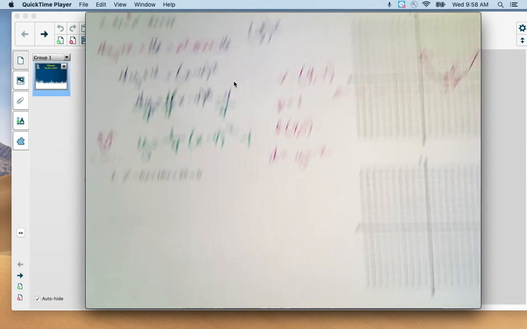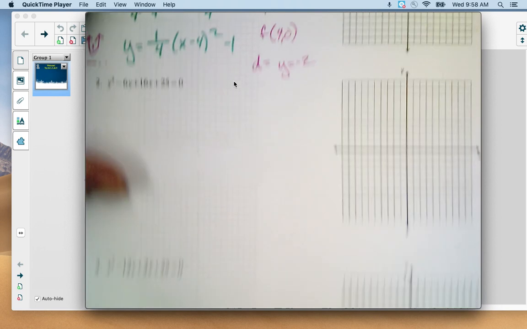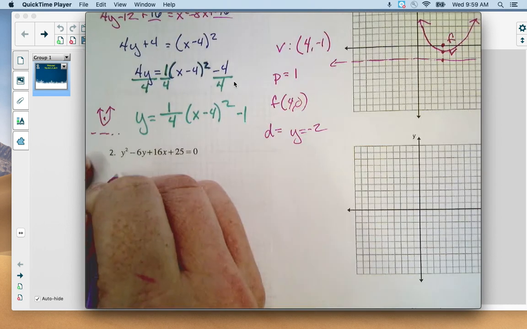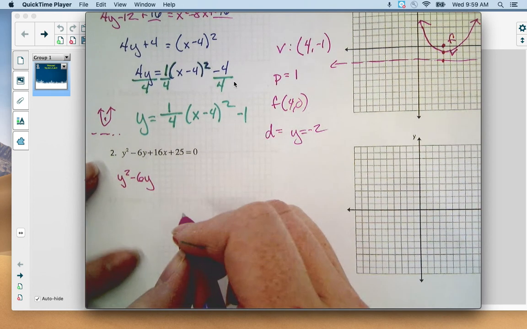Okay. All right, then take a look at number 2. How did number 2 change? Look at the equation before you start working on it. What's different? Now y is squared. Do you see that? So look what we did before. When x was squared, you see how I have that 4y term by itself? So now y squared. So I'm going to want y squared minus 6y.